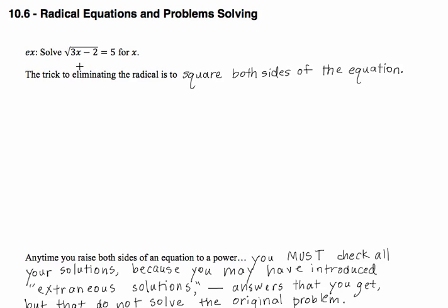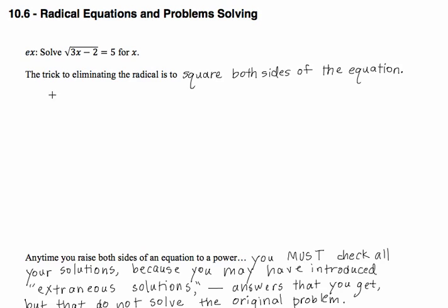Typically radical equations are going to have variables underneath that radical. So in order to solve, you would have to get the variable out from under the radical, and that's what we're going to learn how to do in this section. The trick to eliminating that radical, so that the x will be out from under it, is to, if it's a square root, square both sides of the equation.